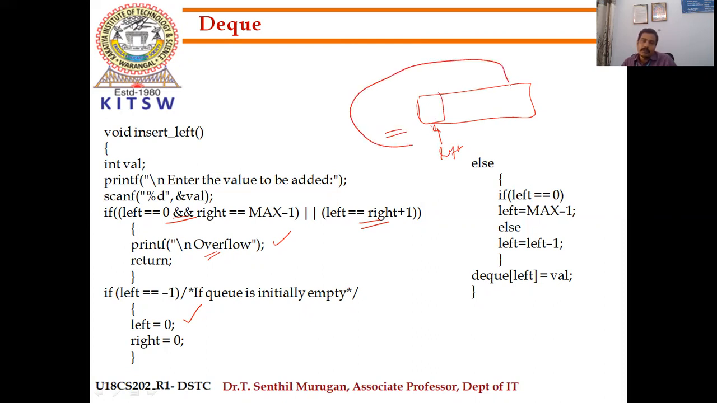Then what will it do? It will go to here. So this is the left side we are inserting. Left side means again, if left equals 0, then left will be shifted to max-1. Okay, that's why this statement is written.